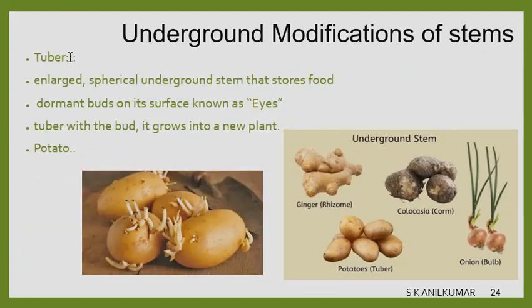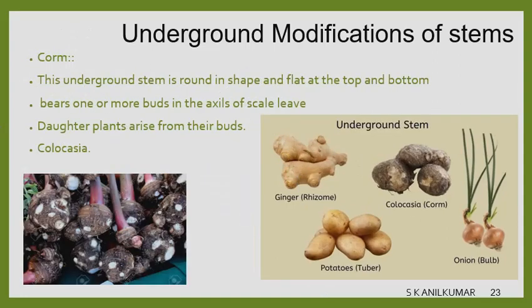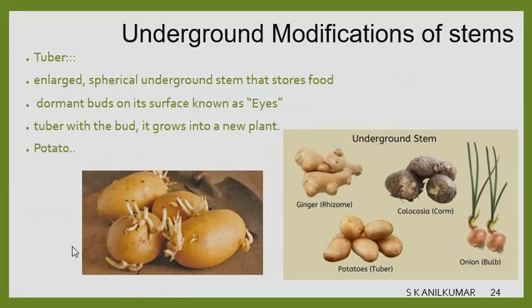Then we have a tuber. What is a tuber? Potato, tapioca, etc. It is enlarged and spherical. This is almost round, although the shape can be irregular. It is almost spherical unless it is a hybrid. Dormant buds are found on the surface. They are called eyes.